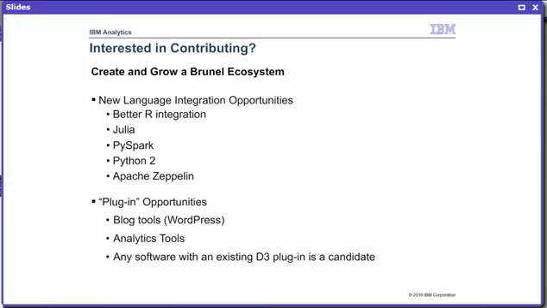And finally, since right now the output of Brunel is D3, there are a lot of tools out there today that have some form of a D3 plugin. D3 is just enormously popular. And so anything that can accommodate D3 visualizations potentially is a candidate for Brunel to be used as well, because Brunel can drive those D3 visualizations and plug them right into those tools. So there could be some really interesting ideas that people come up with in that respect as well.